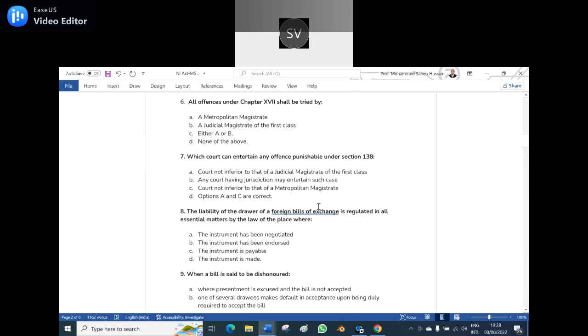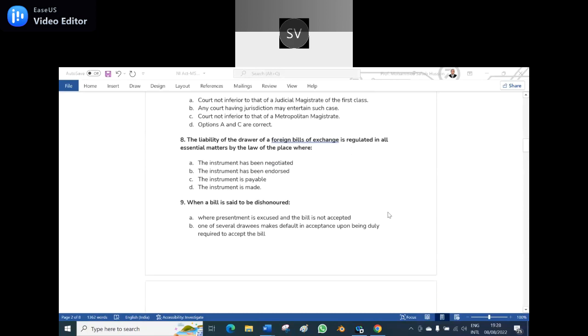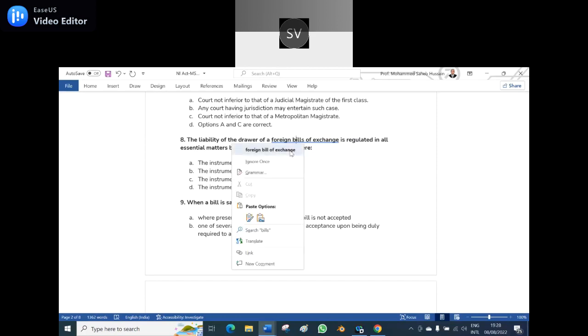Seventh question, which court can entertain any offence punishable under section 30? Option A, court not inferior to that of a judicial magistrate of first class. Option B, any court having jurisdiction may entertain such cases. Option C, court not inferior to that of a metropolitan magistrate. Option D, options A and C are correct. Option D is the correct answer. Both A and C are correct. Court not inferior to that of judicial magistrate of first class or court not inferior to that of metropolitan magistrate.